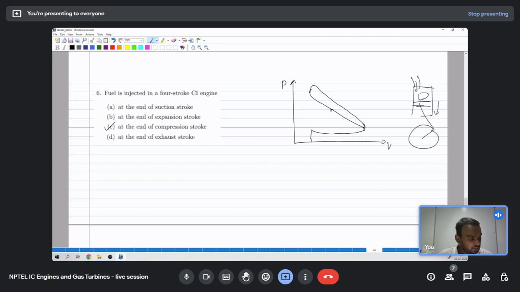And then during the exhaust stroke, the exhaust valve is open and the gases move out, but the pressure inside the cylinder will be a little higher than atmospheric pressure, which can push the gases out.